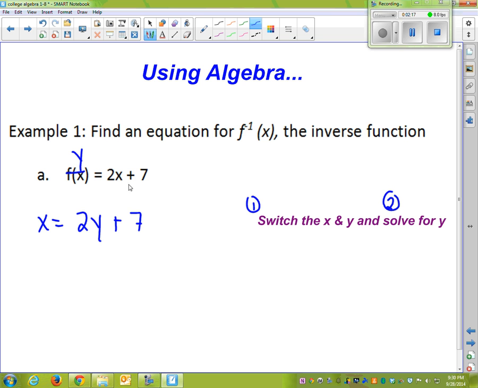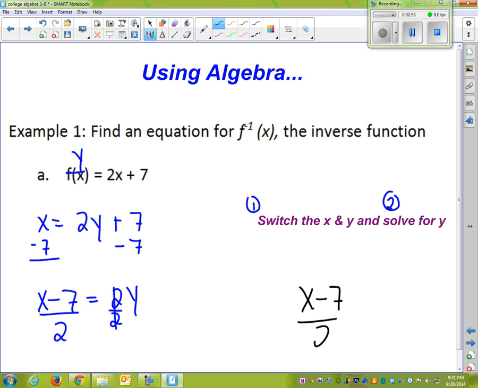Instead of plus 7 that was given, we're going to subtract the 7. So instead of 2x plus 7, I now have x minus 7 in my answer. To solve for y, I need to divide by 2. And again, in the original one, we multiplied. Now I'm forced to divide by 2. Y is by itself, so I can set up my answer. The inverse is (x minus 7) over 2.